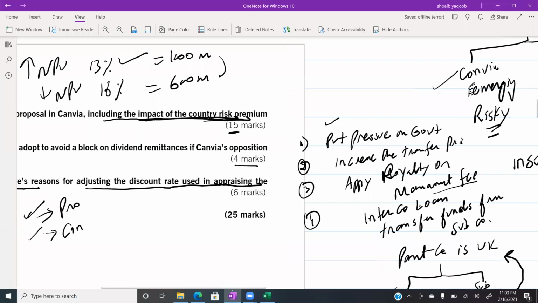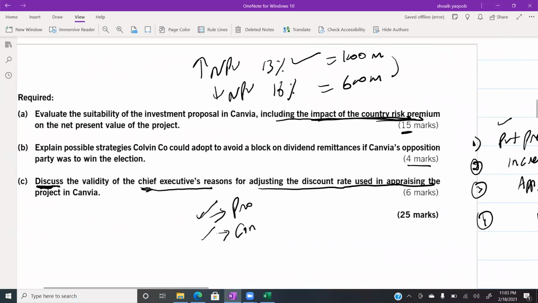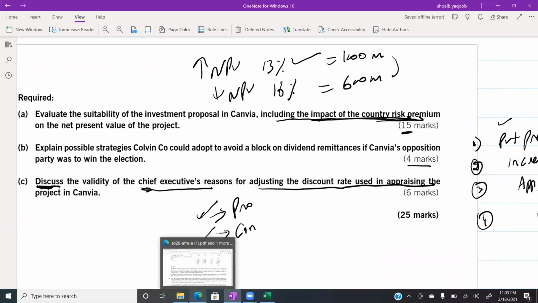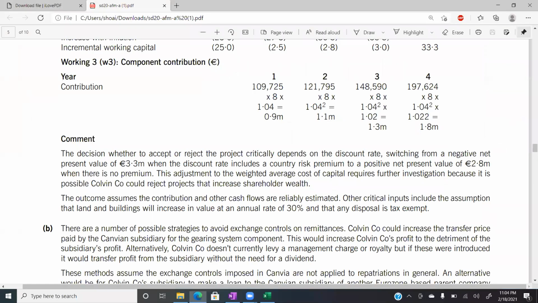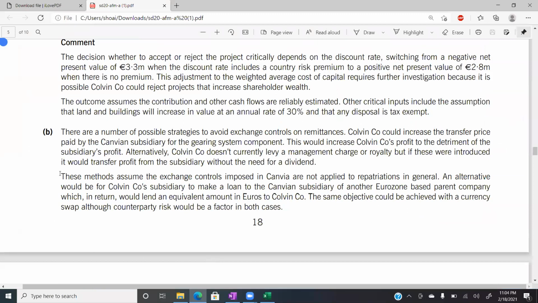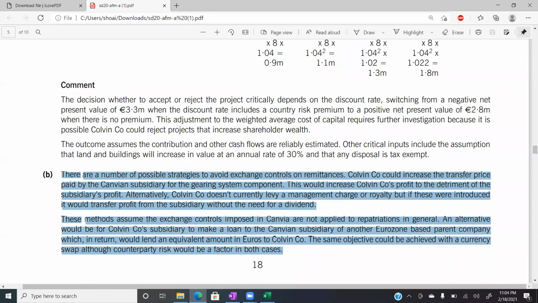Okay. So let's read the answer here. It's not 1 mark per suggestion. You will get 4 marks if you are able to explain even 2 to 3 suggestions thoroughly. Okay, this is the answer of this part.